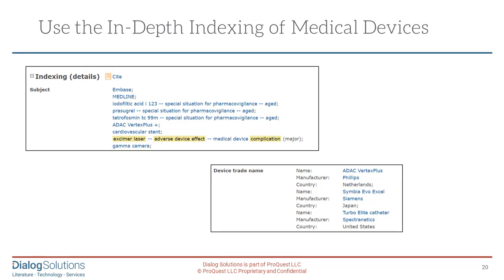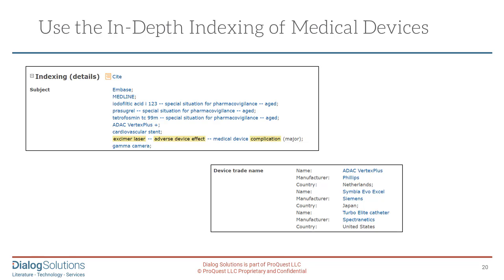I mentioned the indexing in Medline and Embase, and Embase really has gone to town on this. So if we look at eczema laser, they've indexed it to adverse device effect plus medical device complication. And on top of that, if you need to narrow the search further, you can say that one of the terms needs to have major emphasis, is more important than the others. So this is a marvelous way to demonstrate that you're being comprehensive and vigilant in your search strategy.